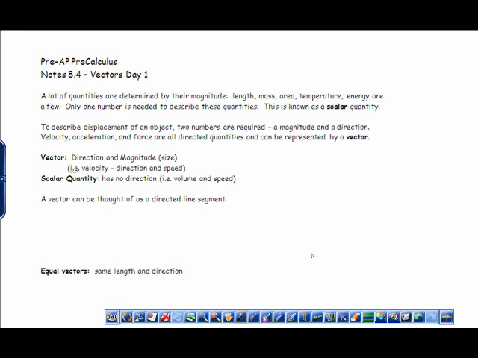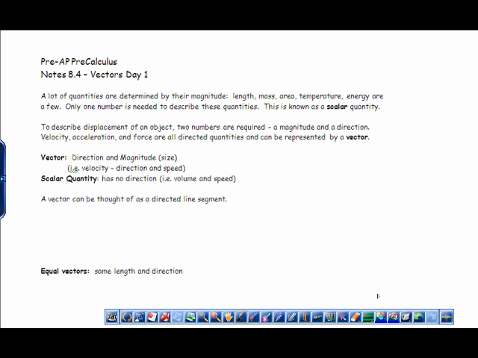Okay, 8.4 vectors day one. Some of the stuff we're going to talk about with vectors you will be very familiar with if you've been in physics. If not, that's okay. You're going to learn everything you need to know in this class. I won't assume that you know anything other than what I'm teaching you. And for some of you, what you've been doing in physics hasn't made a lot of sense, but it will after this lesson, at least in terms of the vector part.